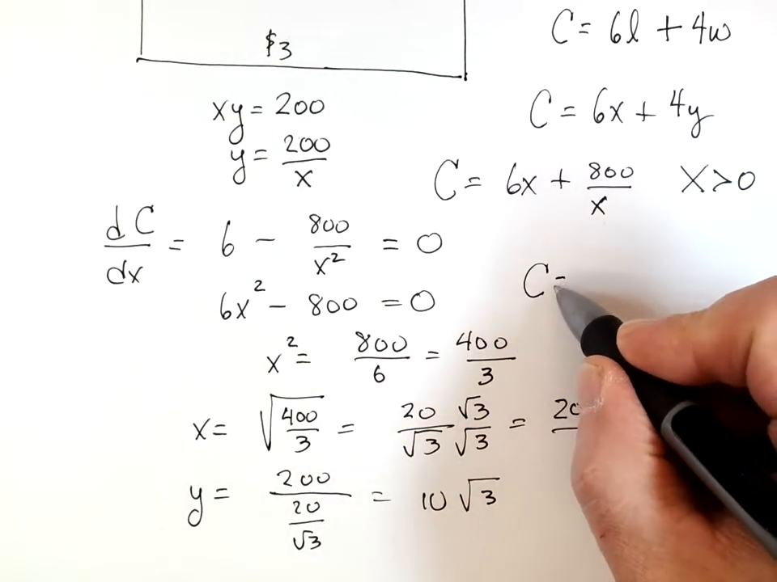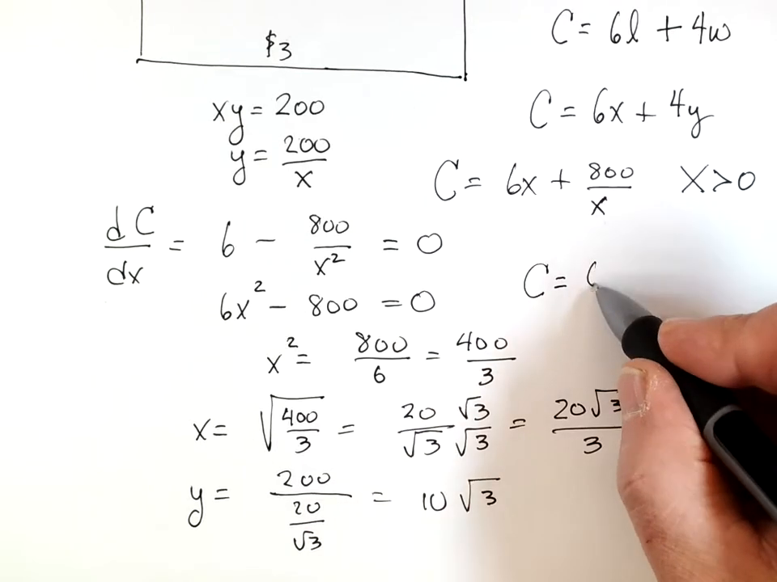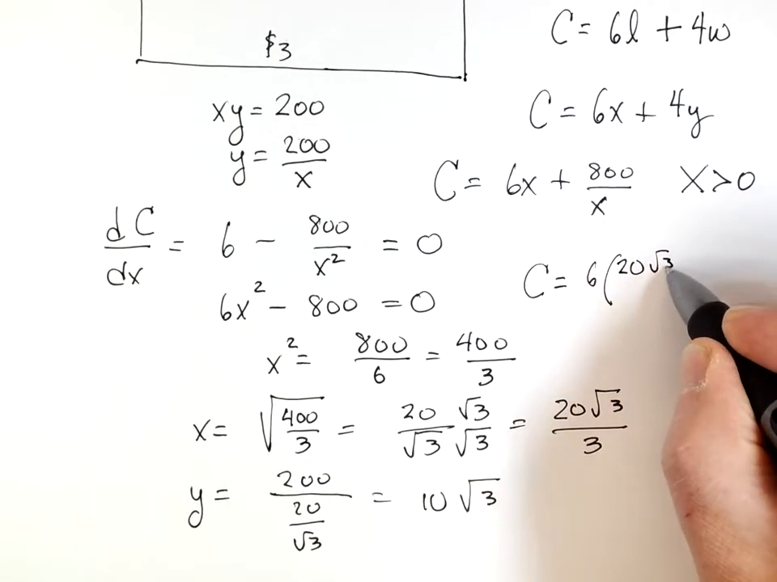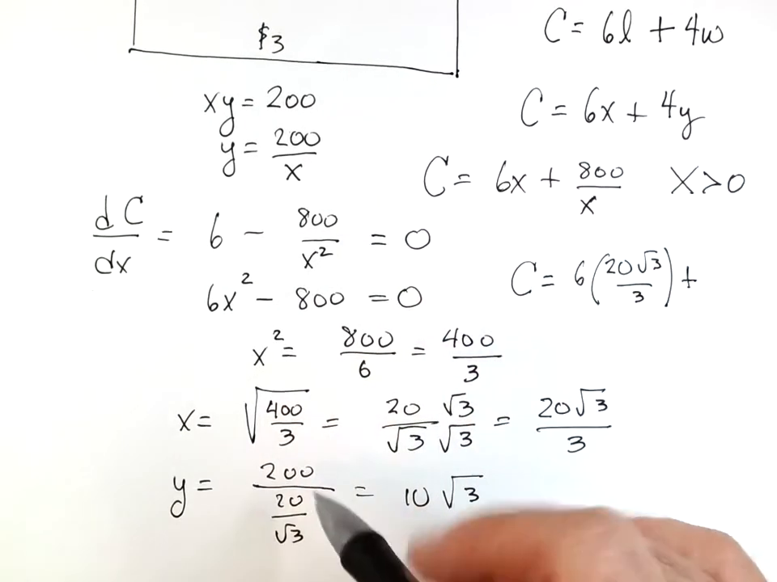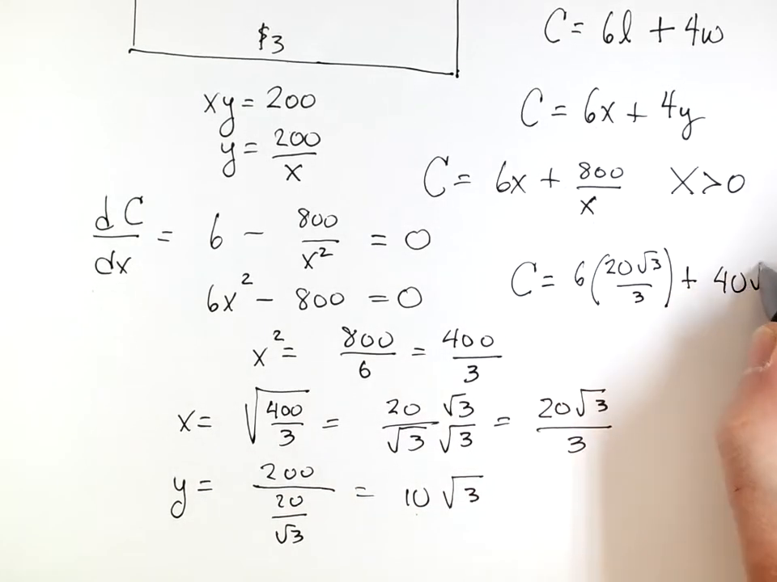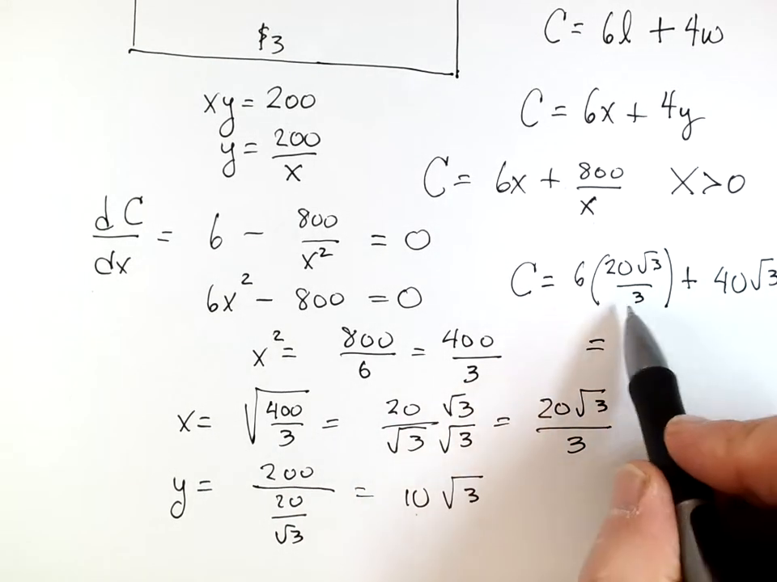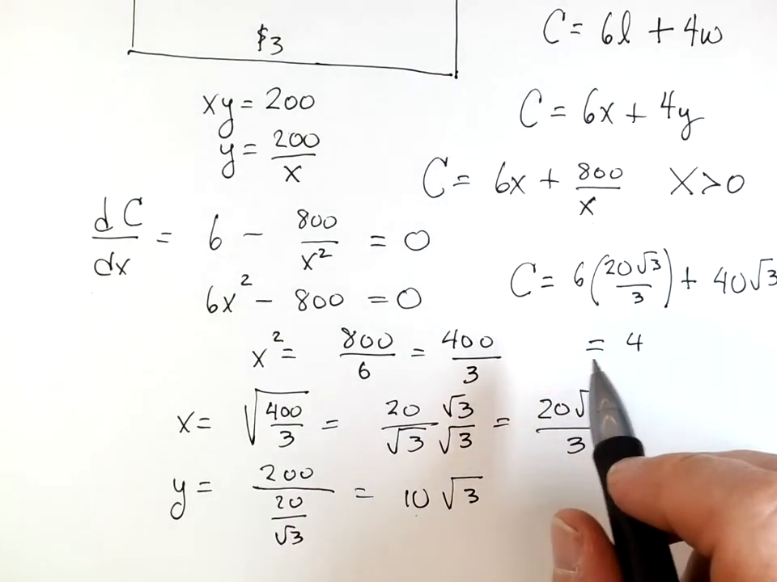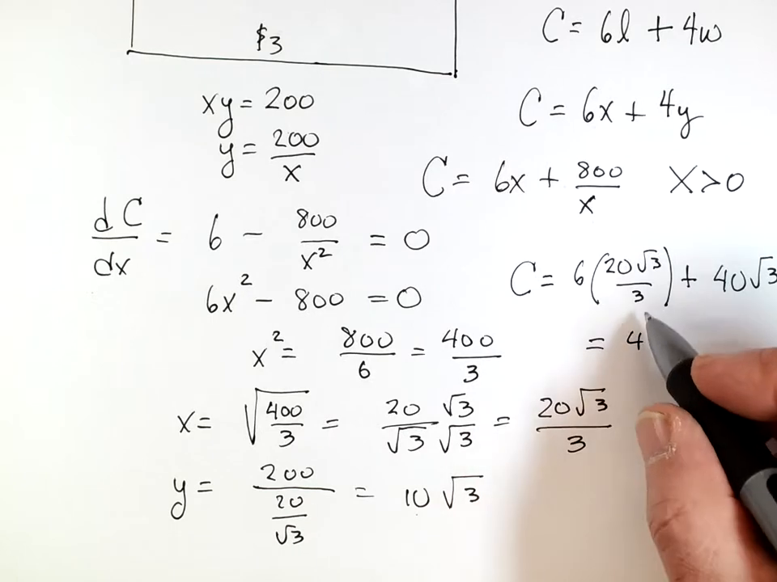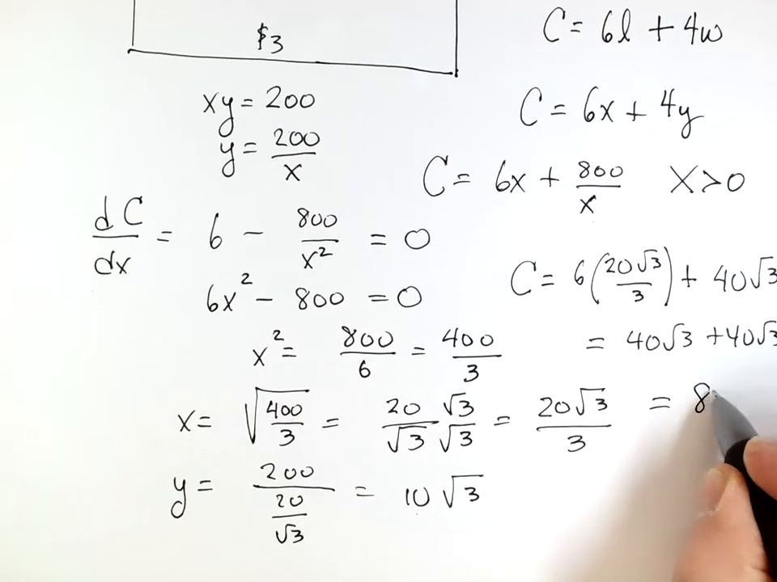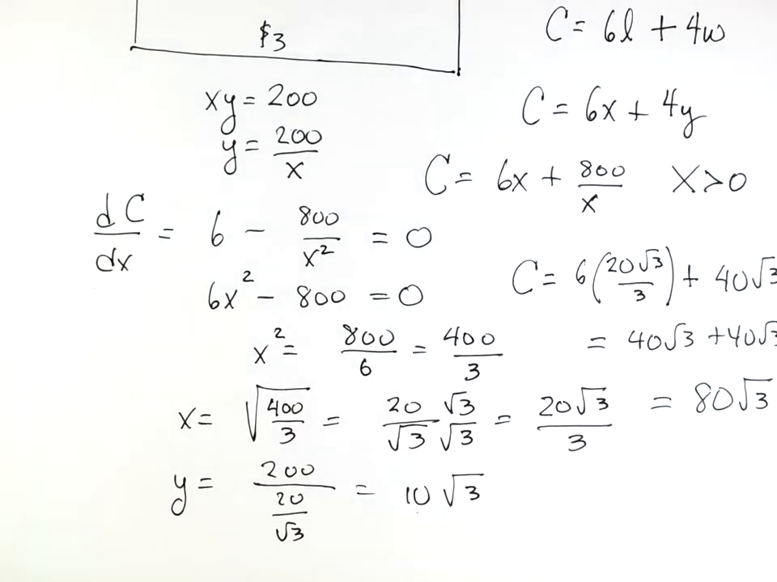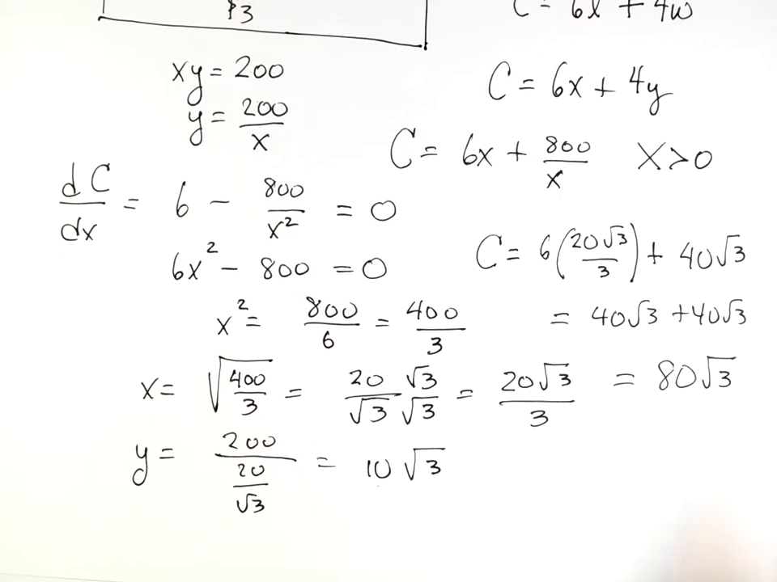The minimum cost is equal to 6 times x plus 4 times y. That's this, so that'd be 40 square roots of 3. The minimum cost is 80 square roots of 3. This is 40 square roots of 3, this is 40 square roots of 3. The minimum cost is 80 square roots of 3. Okay, there you go. So that's the minimum cost.